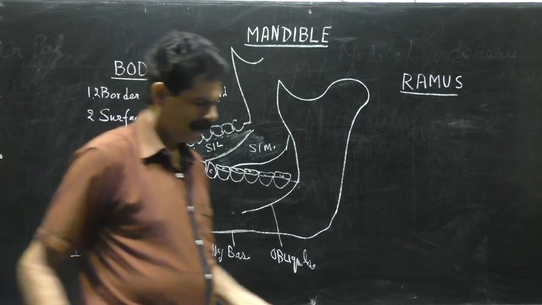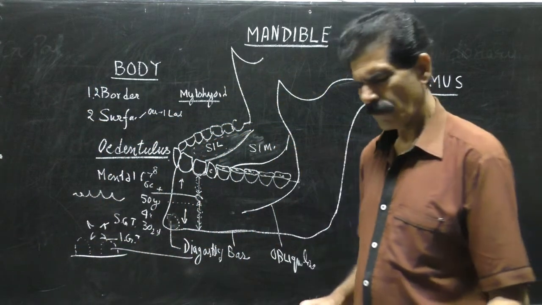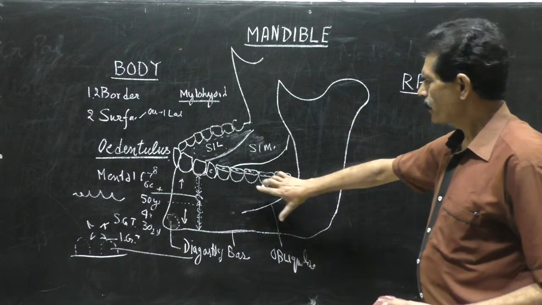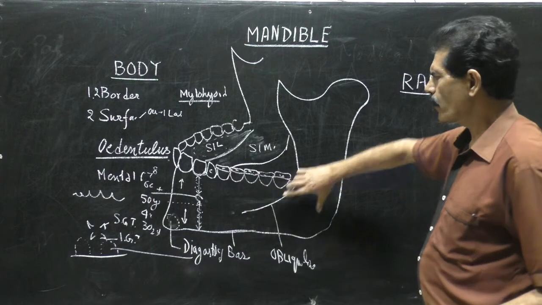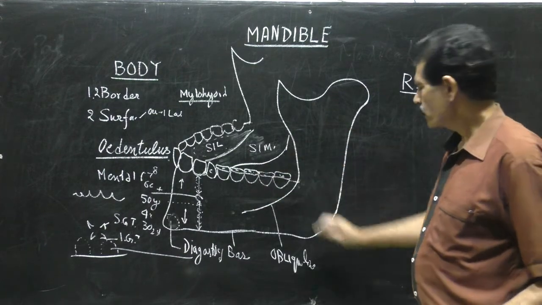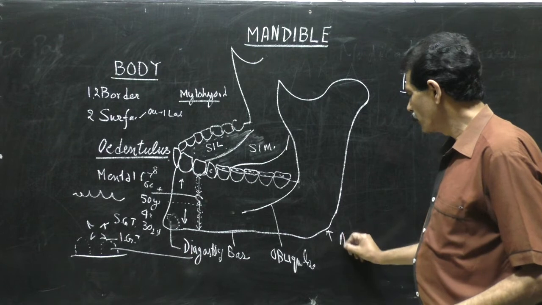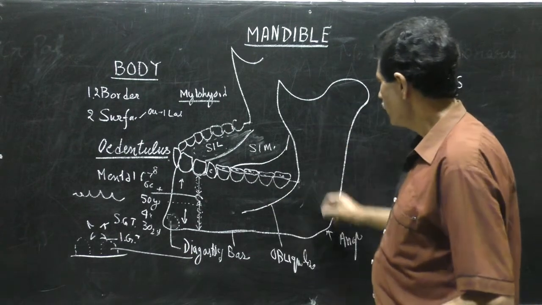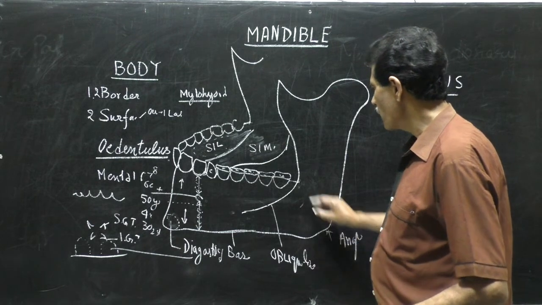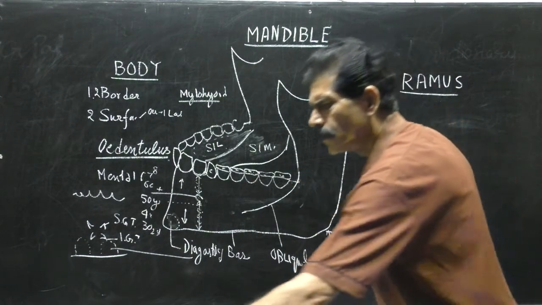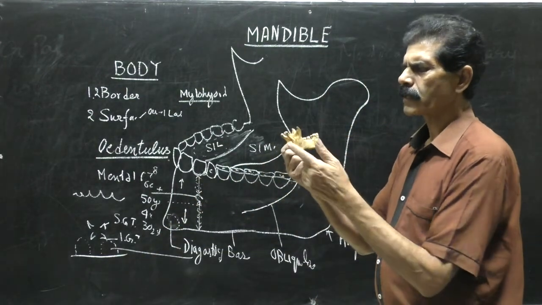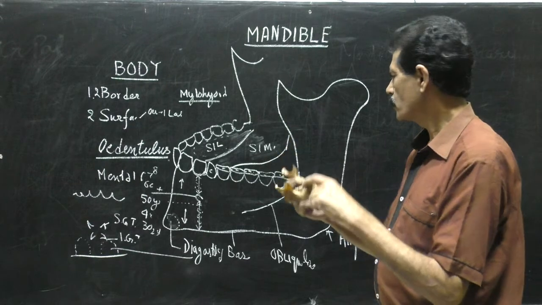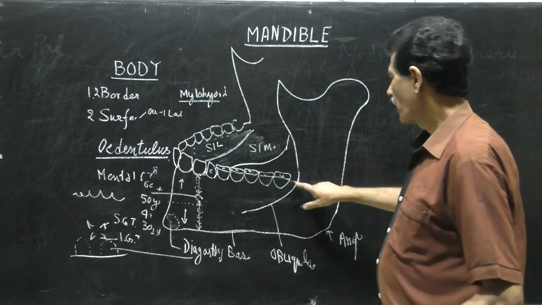Then comes the ramus of the mandible. This is the ramus of the mandible, the upturned part. Where the horizontal body becomes vertical is called the ramus, and this is called the angle of the mandible. It is the point from where the horizontal structure becomes vertical. So there are two angles: this is the external angle and this is the internal angle. Both lie opposite to each other.